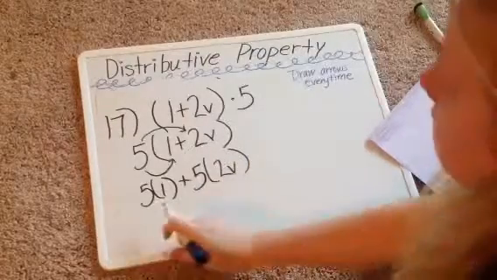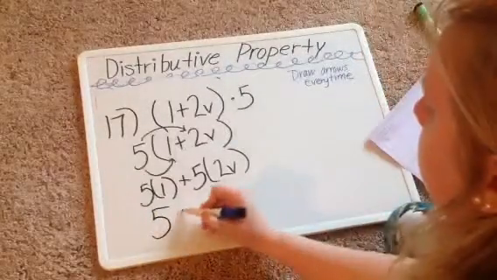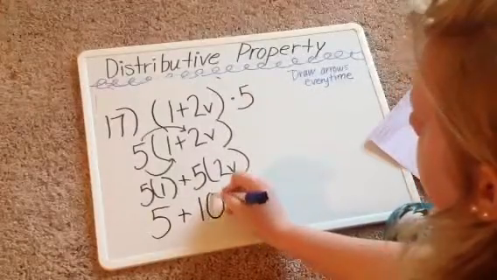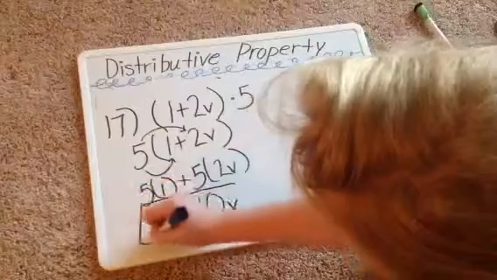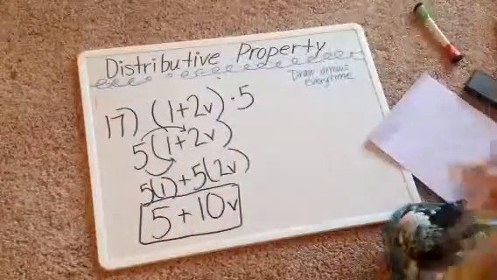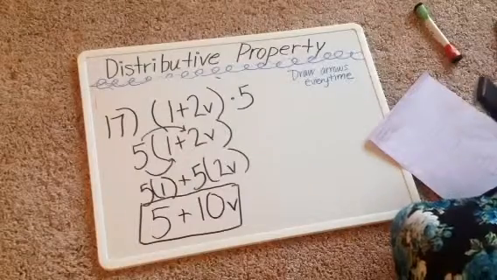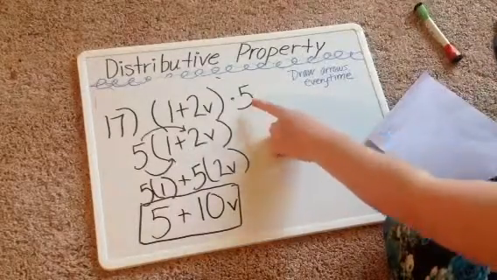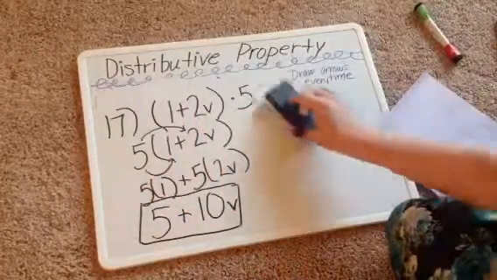Now let's simplify. So we have 5 times 1 equals 5, plus 5 times 2 is 10, and our b carries down. So it would be 5 plus 10b would be our final answer. Just like the last one, feel free to rewind, but just make sure that you are showing your arrows and all the steps of your thinking.